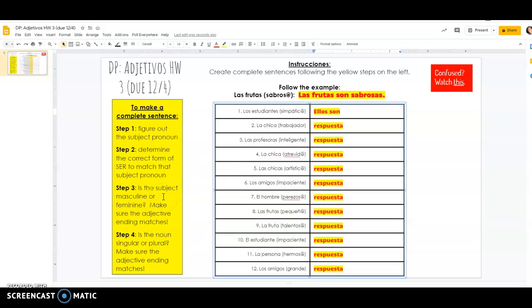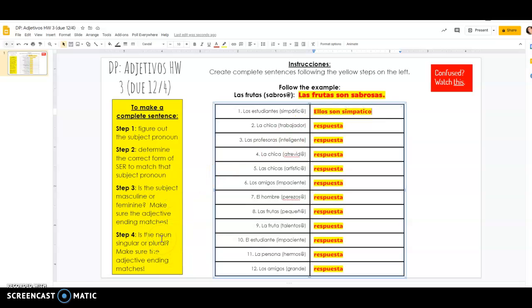And then step 3, is the subject masculine or feminine? Make sure your adjective ending matches. So our word is simpático. So I need to figure out los estudiantes, that's a group. Ellos, that means boys or boys and girls. So I do need to change that to an O. I have to choose from the at symbol. Remember, that could be an O or an A, but right now it's going to be an O because it is masculine. There's ellos, masculine. It's not ellas, that would be feminine.